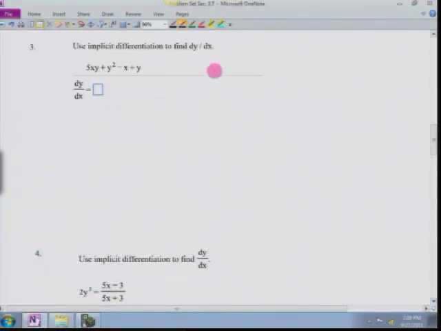Okay, so here's our problem. 5xy plus y squared minus x equals x plus y. Yeah, it is. I don't know why that doesn't print right. That's weird. Okay, so you guys work that one. It's not quite as long. Do you have any products? Yeah, right there.